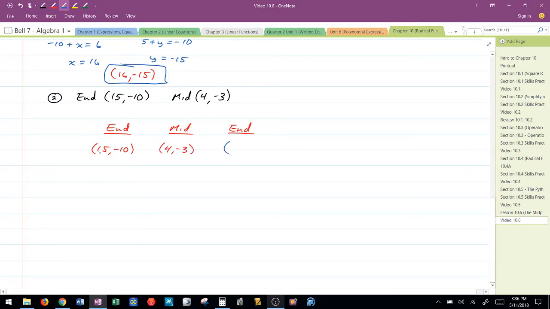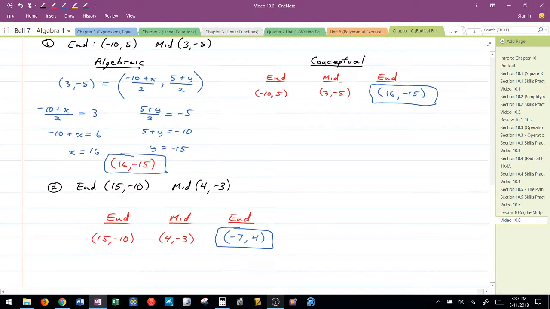I know to go from 15 to 4, I subtract 11. So I subtract 11 again, but this time from 4, and that takes me to negative 7. To go from negative 10 to negative 3, I add 7. So I add 7 again to negative 3, and that takes me to 4. In my opinion, this is a much easier, faster way to find an endpoint than to do it algebraically like I showed.